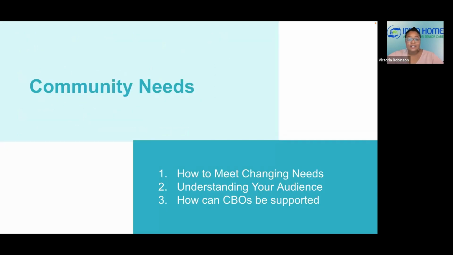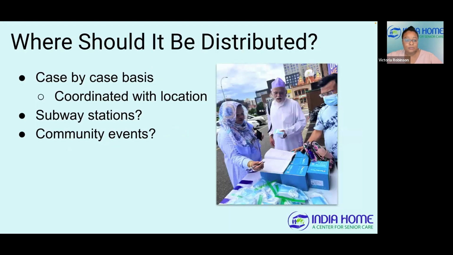As far as where incentives should be distributed, distributing incentives at a coordinated location can help improve its overall effectiveness. So, a good example would be, if you're going to do a vaccine sign up at an outreach with incentives, you want to figure out where is an appropriate place to do that.